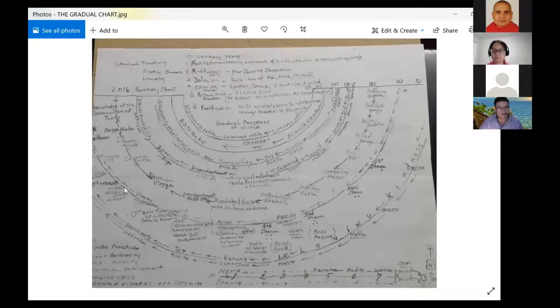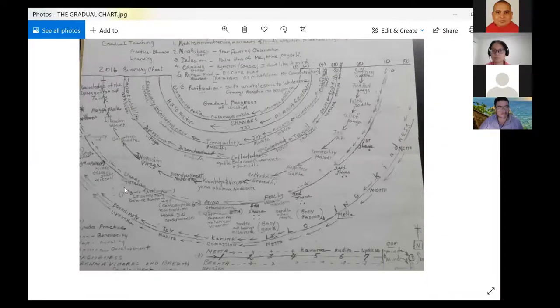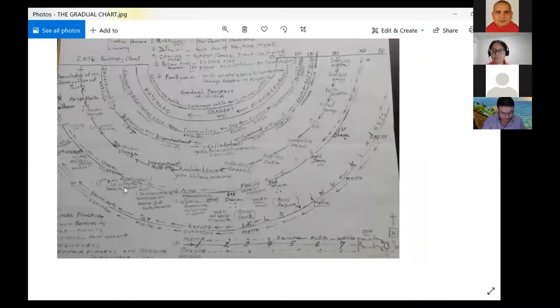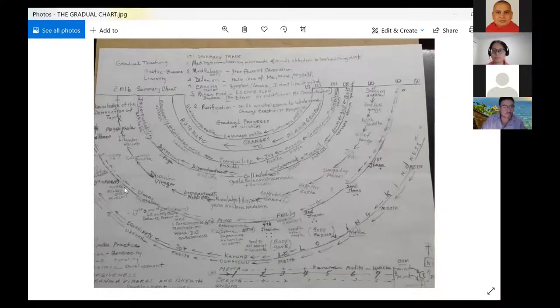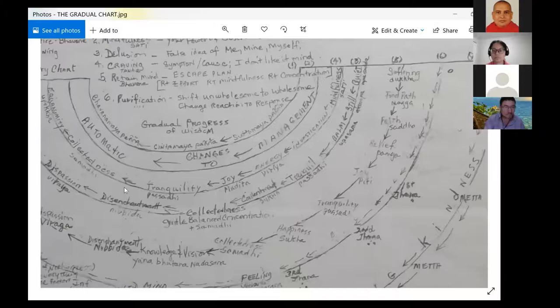In the bottom of this chart, one of the lines that we used for figuring out the alignment of all of this, we looked at the jhanas, okay? And this was really fun, you know. I have to tell you how this happened because it was kind of funny.